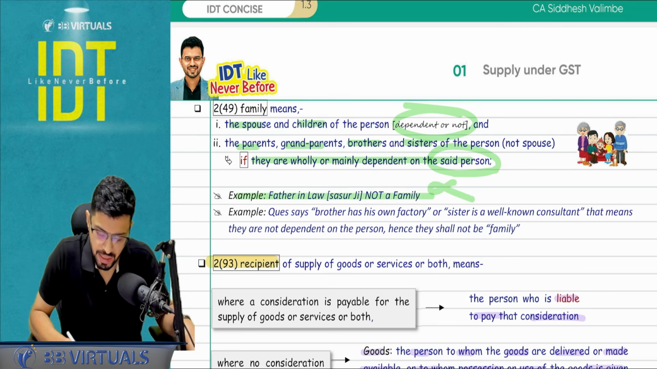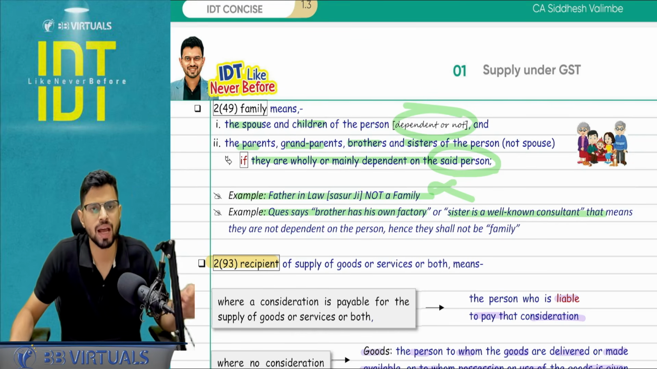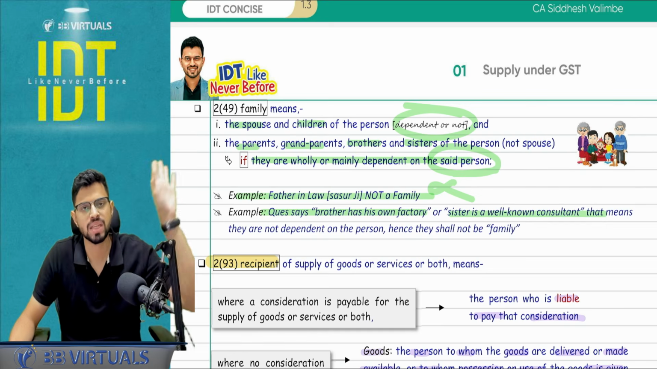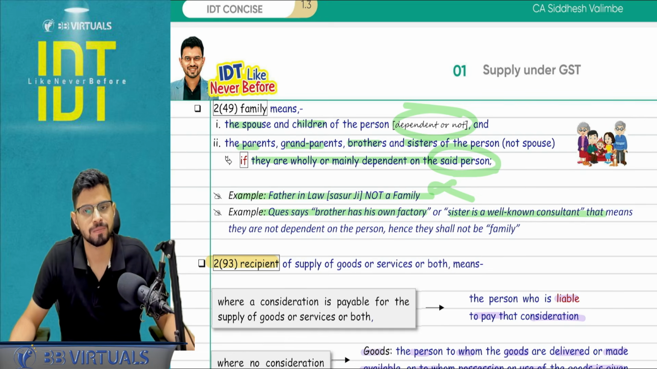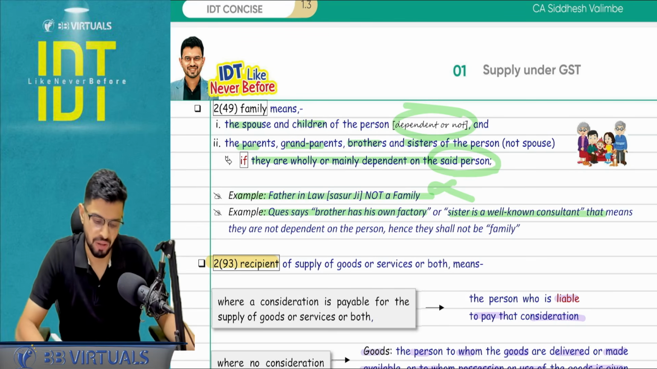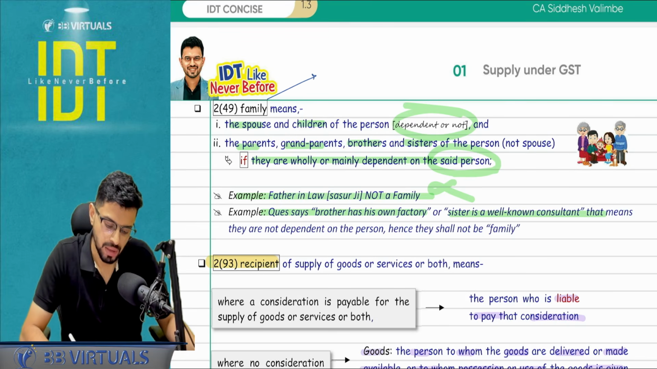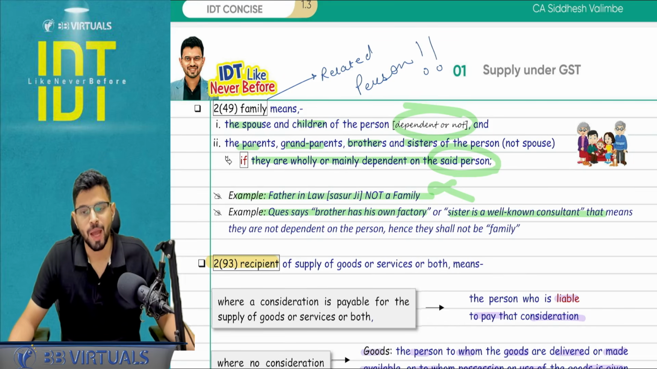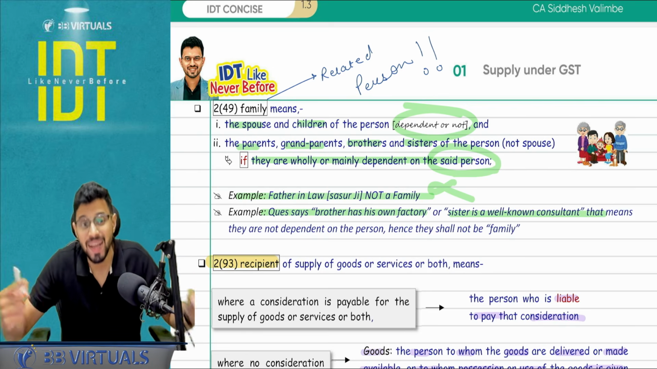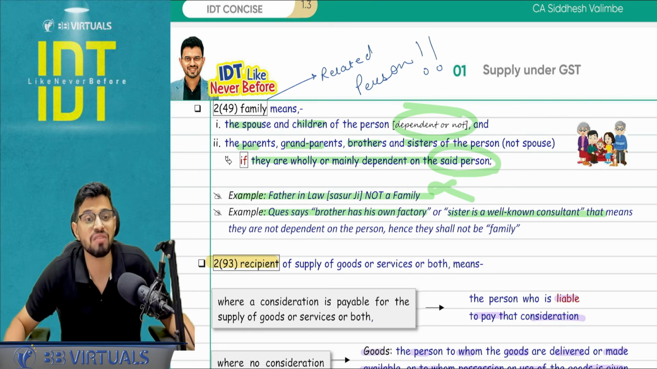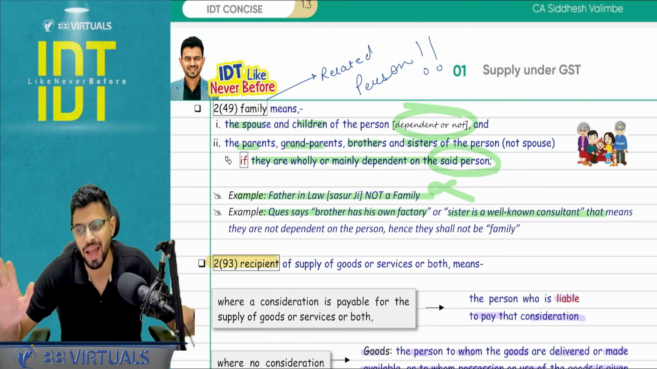And a question may say that your brother has his own factory, your sister is a well-known consultant. That means they are not dependent on you. They are earning properly themselves. So family is a part of a related person. And what is the implication? Any transaction between related persons without consideration is a supply.